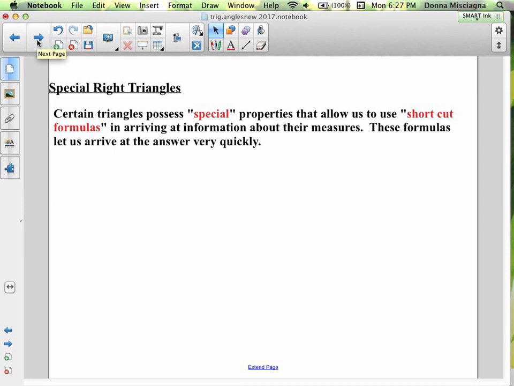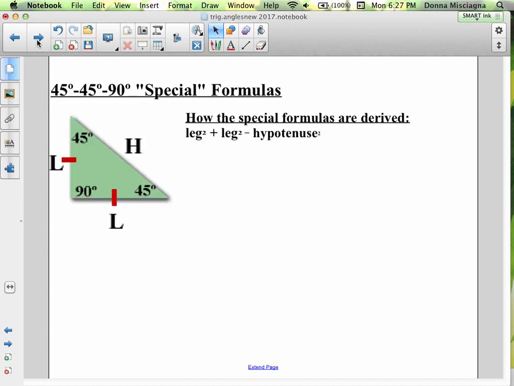It'll be essential for us to be able to work with two very specific types of right triangles. Certain triangles possess special properties that allow us to use shortcut formulas in arriving at information about their measures. These formulas let us arrive at the answer very quickly. Now I'm going to show how the formula is derived. You do not need to take notes on how the formula is derived, but in the following pages there'll be formulas that I'll need you to write down, as well as some sample problems. On your notes, it looks like a table, so you're going to fill in the table once we learn the special formula here.